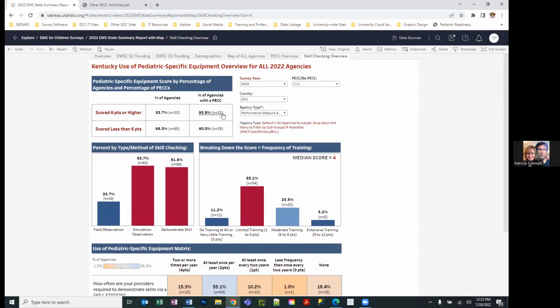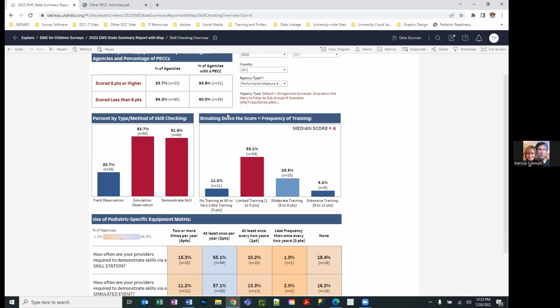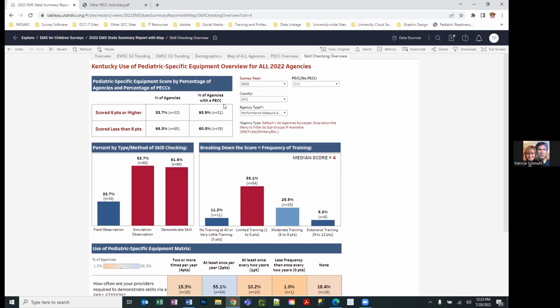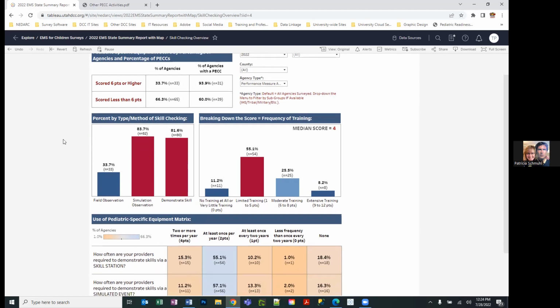So that's pretty amazing. This gives you a chance to plead your case for getting a PEC, right? That you're going to help your frequency of skill checking. And then if you look at those who scored less, they have 60%. So this is a really good way to look at that. Let me explain these other charts, and then I'll show you another little magic filter to help you with that information.